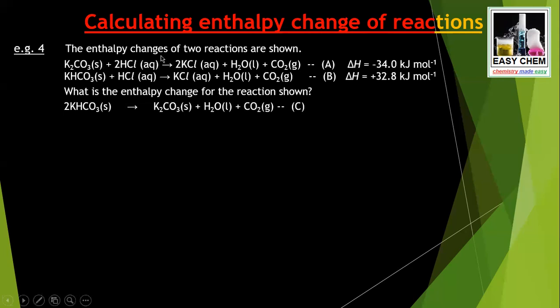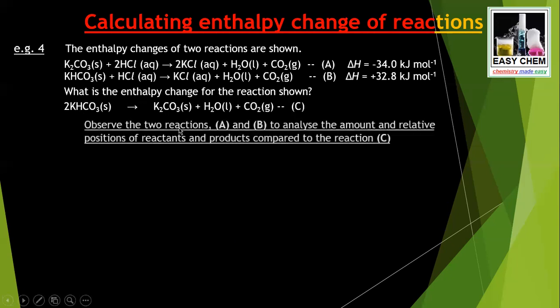The enthalpy changes of 2 reactions are shown here. Potassium carbonate plus HCl giving potassium chloride, water and carbon dioxide, for which the enthalpy change is negative 34. And second equation, potassium hydrogen carbonate plus HCl giving KCl plus water and carbon dioxide. For that also enthalpy change is given, it is plus 32.8. Now considering these two, calculate the enthalpy change for the given reaction.